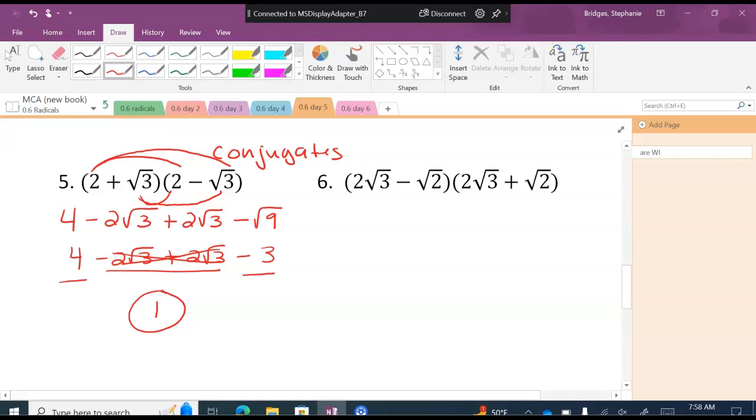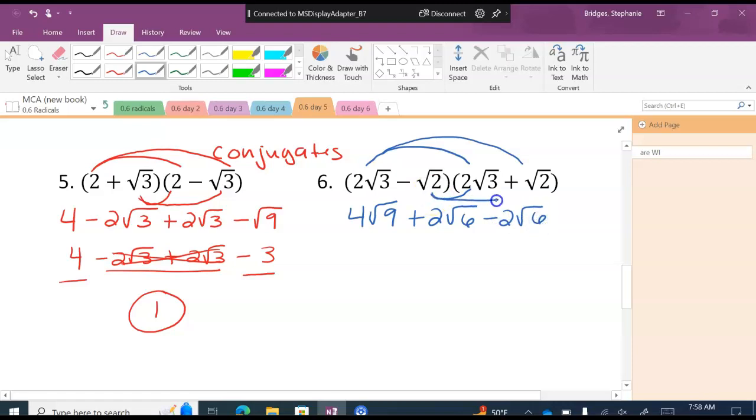So if we do the same thing for number 6, 2 square roots of 3 times 2 square roots of 3 is 4 square roots of 9. 2 square roots of 3 times a square root of 2 is going to be a positive 2 square roots of 6. A negative square root of 2 times a positive 2 square roots of 3 is going to be a negative 2 square roots of 6. And a negative square root of 2 times a positive square root of 2 is a negative square root of 4. And then I'm going to go through and simplify my perfect squares.